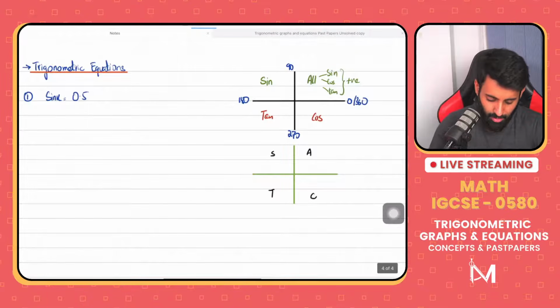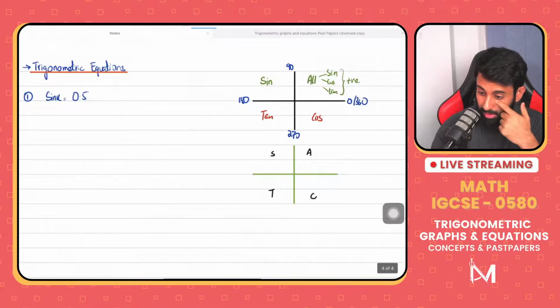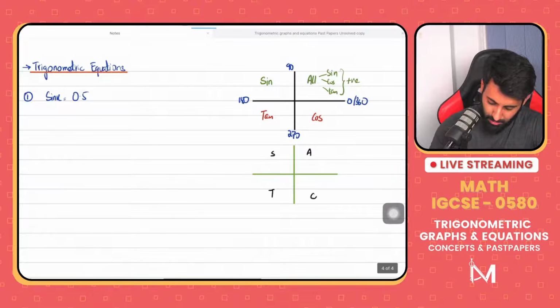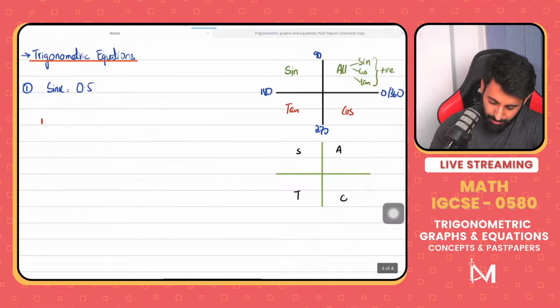All right. Now the thing is, how do we solve this equation? There are some steps that we need to follow, and the steps are simple. The first step is that we find something called alpha. Pay close attention. First step is find alpha. And this alpha, by the way, is called the basic angle as well.